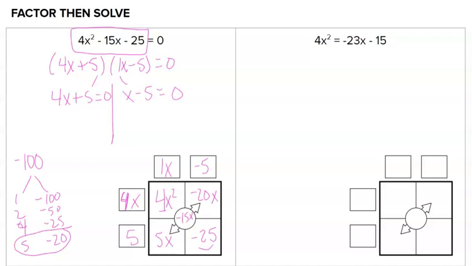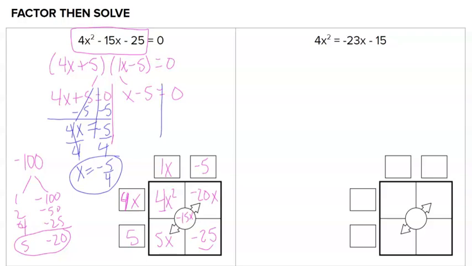When you solve these equations, again, we undo that plus or minus first. So we get negative 5 equals 4x. And then we divide both sides by 4. So we get x equals negative 5/4. Or again, you can change that into a decimal by division. And then we solve that second equation, undo that minus 5 with a plus 5, and we get x equals 5.